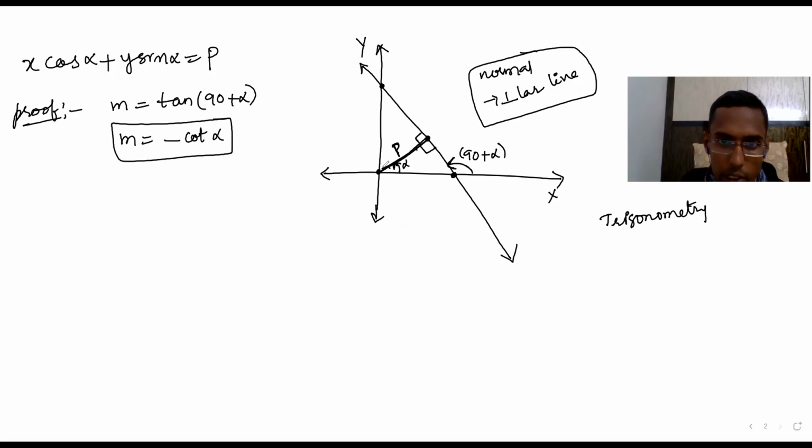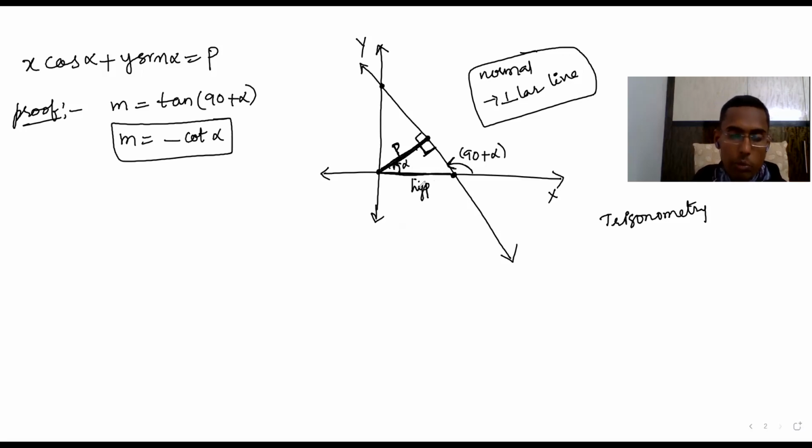Now see, this is P and this is alpha. Then we can find this one by using trigonometric ratios. This is alpha, and this is adjacent to alpha in this right angle triangle. This is the hypotenuse, because this is 90 degrees and the side opposite to it is the hypotenuse. I can find out the hypotenuse.